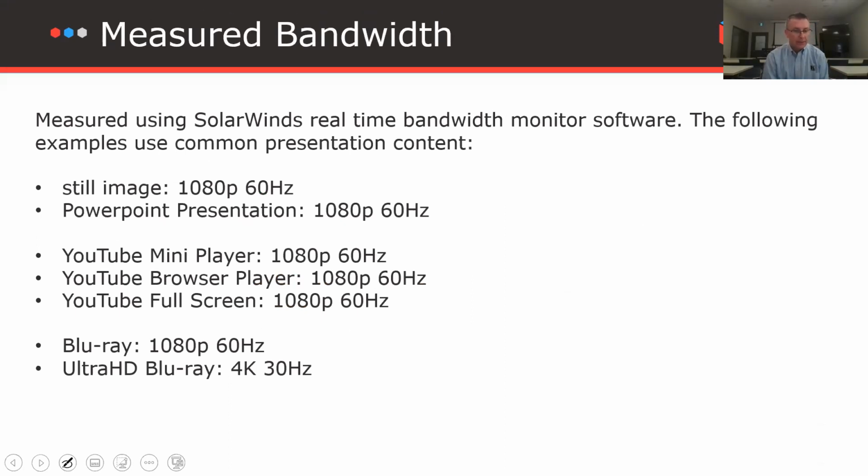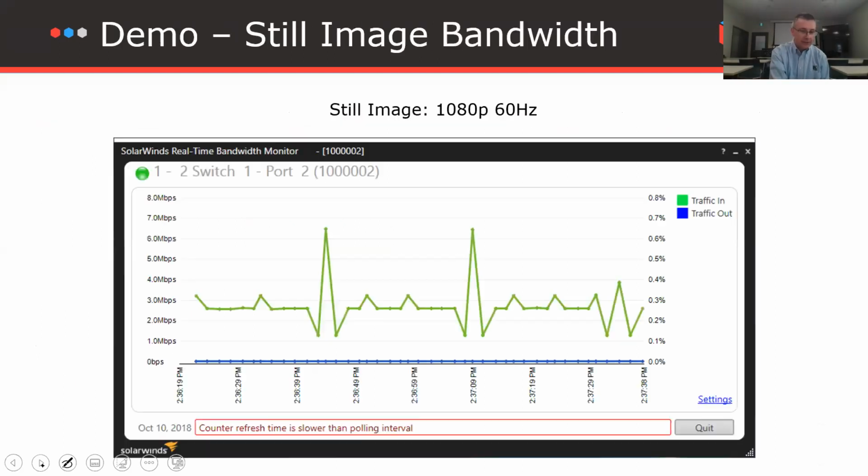So what we did to kind of show how this bandwidth varies is, before SolarWinds had their problem, we had the SolarWinds software that did the real-time bandwidth monitoring for these different signal types to show how they vary. To give you a few examples, this is a still image at 1080p 60. You can see what we did is we took, in this case, a laptop into an encoder, which came into port number 2, and we measured the bandwidth. You can see we're using about 3 meg of bandwidth with some spikes. We've got a 1 gig switch, so we're using almost nothing.